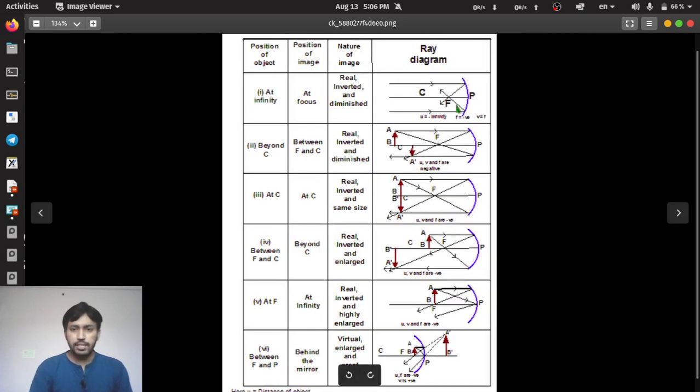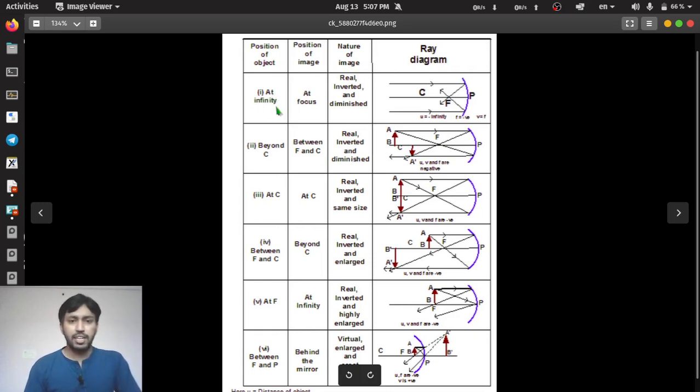You can see here that this is a concave mirror, and you know that C is called center of curvature, and F is called focus. Okay, so in this column, this is the position of object, that means where the object is at, and this is the position of image, that means where the image will form, and nature of image. What will be the nature of the image?